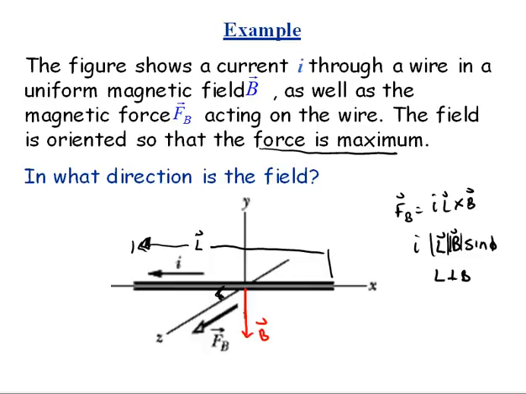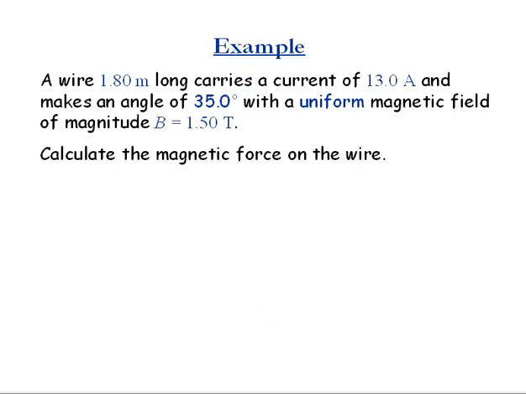Let's look at one more example. If we have a wire, we know the length of the wire, we know it's carrying a current of 13 amps, and it makes an angle of 35 degrees with a uniform magnetic field, and we know the magnitude of that is 1.5 teslas. And we want to calculate the magnetic force on the wire.